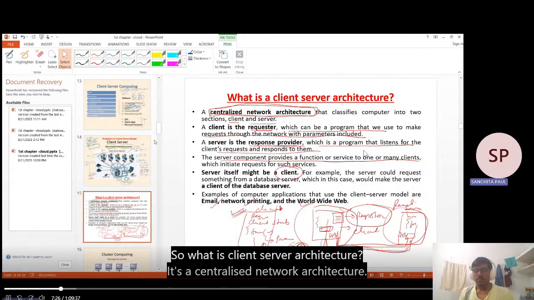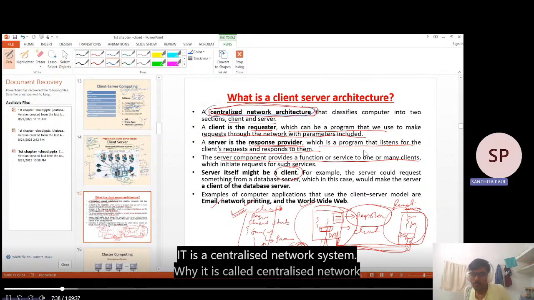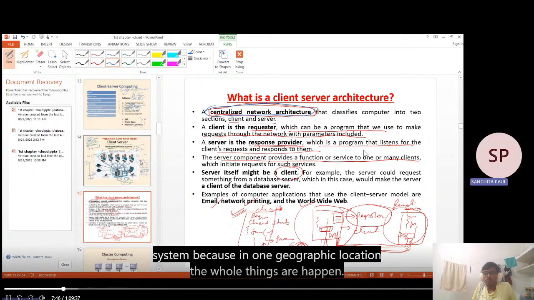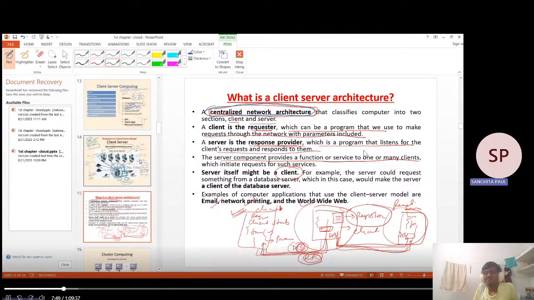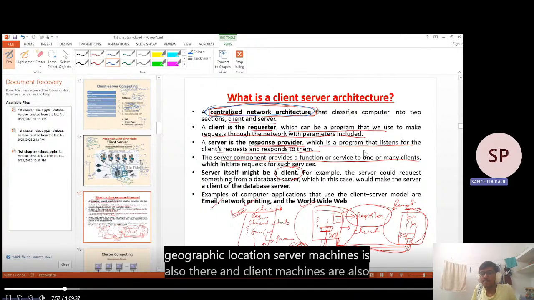So what is client server architecture? It's a centralized network architecture. You just take the terms; the keywords are very important. It is a centralized network system. Why is it called a centralized network system? Because in one geographic location the whole thing is happening. In a particular geographic location, the server machines are there and the client machines are also there.